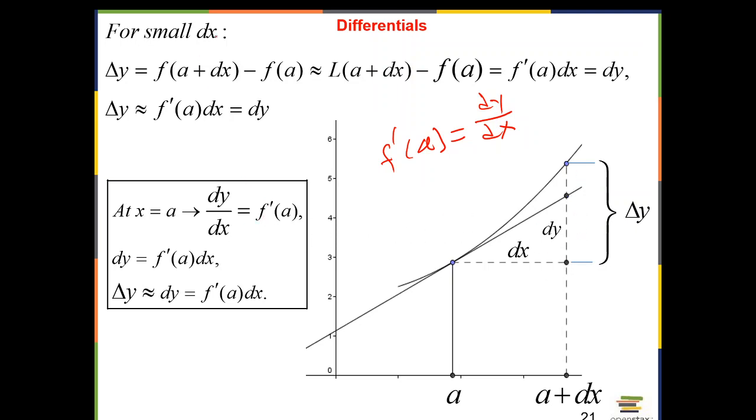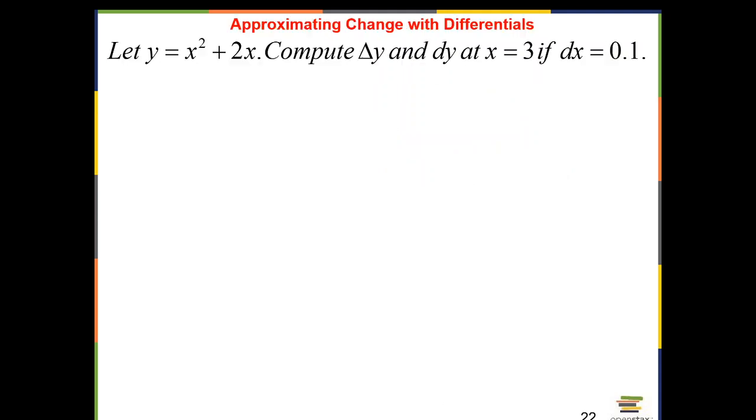So for a small dx, again, this is true, right? We have to be around a. If we are way over here or way over there, this doesn't hold, because the difference between the tangent line and the function gets bigger and bigger. So you have to be around here, right? And that is true. Okay, so this is very useful.